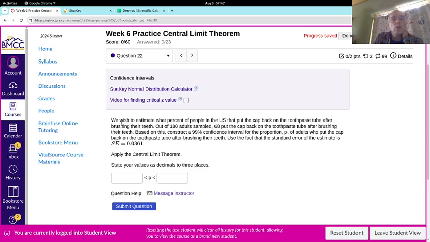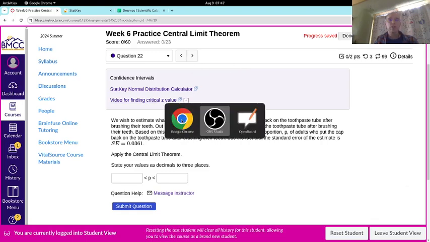So here we're going to estimate what percent of people in the US put the cap back on the toothpaste after brushing their teeth. Out of 180 adults sampled, 68 put the cap back on the toothpaste. We want to do a 99% confidence interval for the proportion p of adults who put the cap back on the toothpaste. And we're given a standard error of 0.0361. Typically we got that before from running a StatKey bootstrap distribution of the sample proportion.